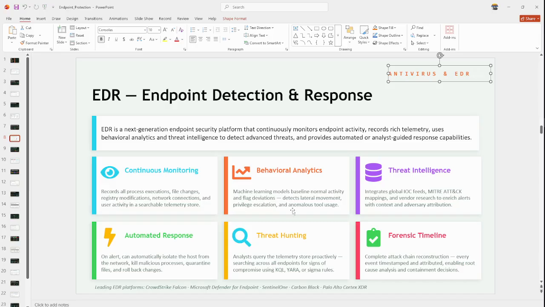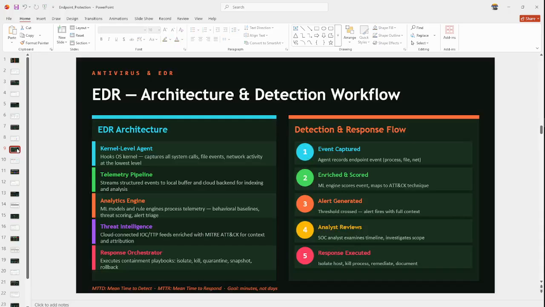This is all about what I just explained. This is how it is going to do detection, your workflow. This is called your kernel-level agent. It hooks into the OS kernel. It will be capturing all the system calls, file events, and network activity, all at the lowest level.